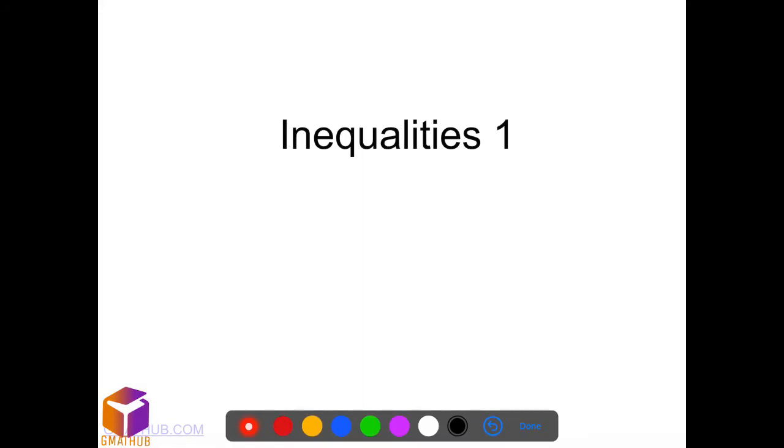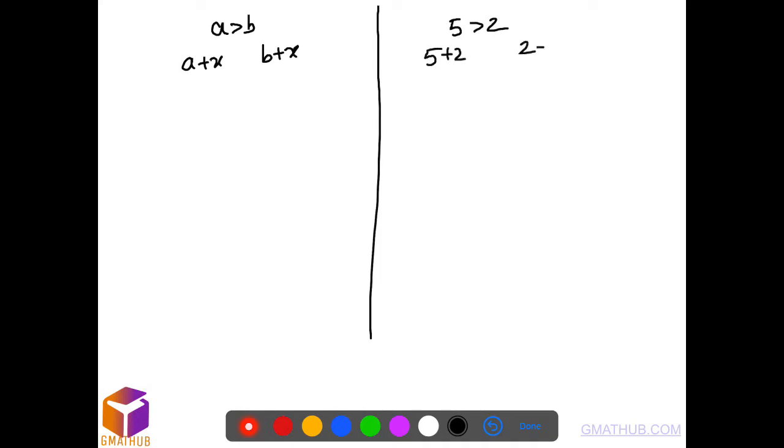First of all, let's see some basic concepts of inequalities. So if we have one inequality, let's say a is greater than b, taking some example, 5 is greater than 2. Now if we add something on both the sides, the inequality, if you see, remains same.